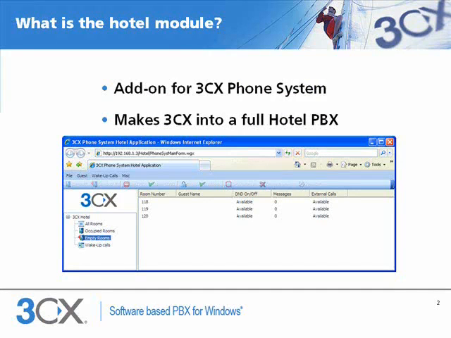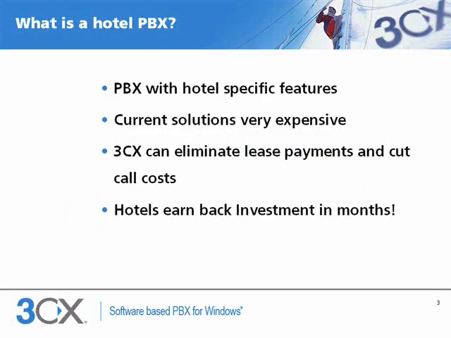So what is the hotel module exactly? The 3CX Hotel module is an add-on for 3CX phone system that turns it into a full-featured hotel PBX. A hotel PBX is nothing more than a standard PBX with a few additional hotel-specific features. Traditional PBX vendors have charged astronomical prices for these features, to the extent that many hotels actually lease the PBX.